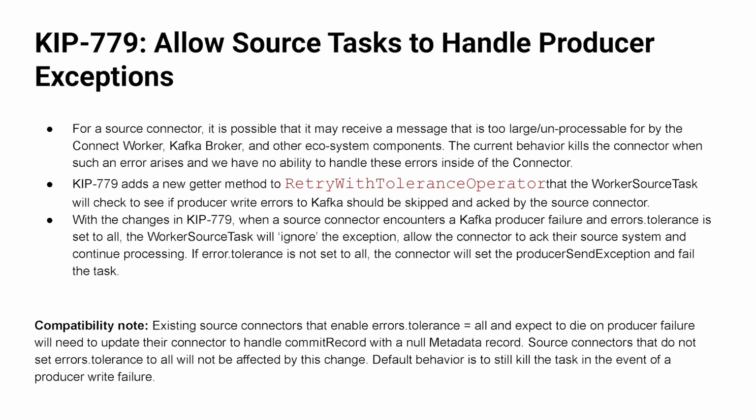Prior to this change, when a source task encountered a producer exception, it killed the entire connector. There wasn't really a way to properly recover. Worker source tasks will now utilize a getter method within the retry with tolerance operator and check to see how the exception should be handled, either by skipping the record or failing the task.